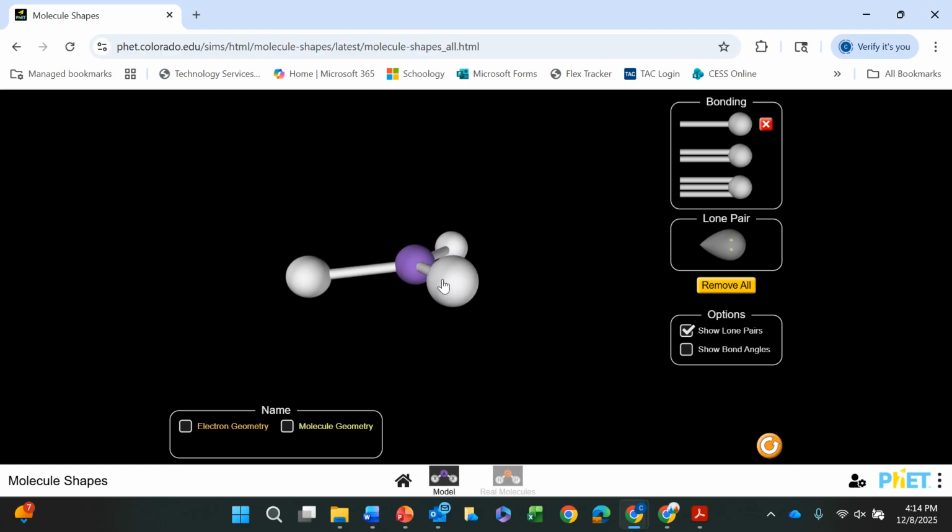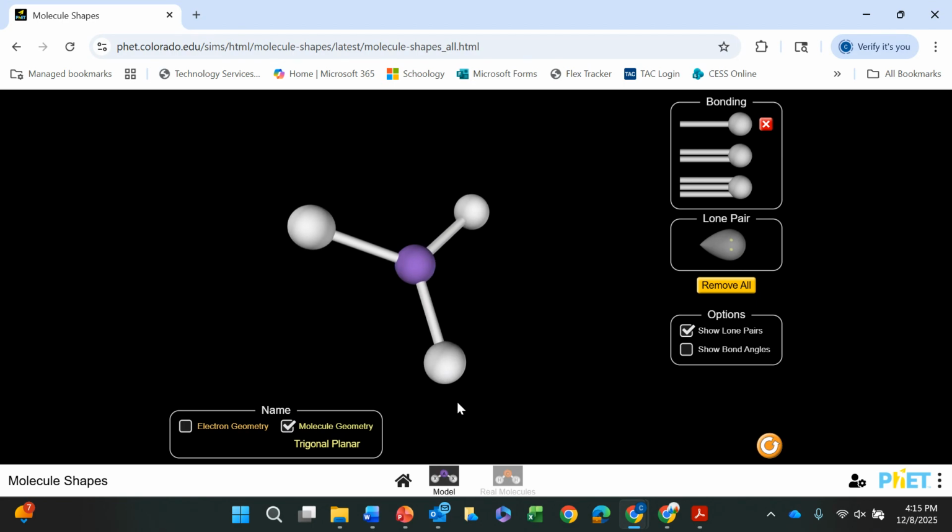Okay, so if I had 3 bonds around a central atom, and they were all the same, and I had no other electrons here, this would be what the shape would look like. It's actually referred to as trigonal planar, in the shape of a triangle, but in a plane.